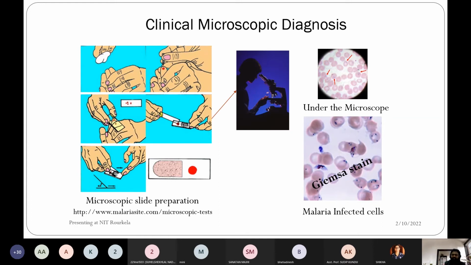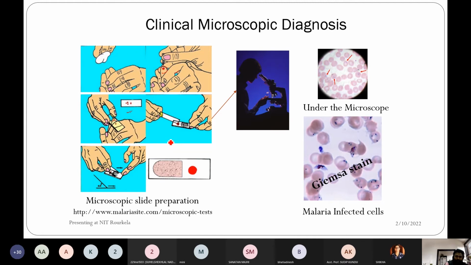If you see the different diagnostic approaches for malaria, as we know, clinical microscopy is the gold standard approach. In the process of clinical microscopy, you first clean the fingertip and prick it with a needle, right? Then you get some blood outside, which is taken onto the microscopic slide. Then you prepare a smear, thin smear or thick smear depending on your requirement.